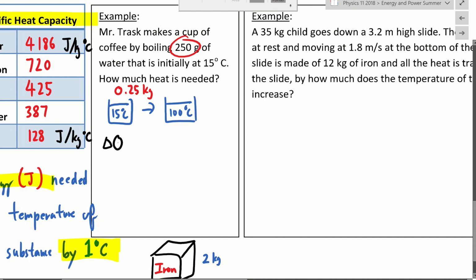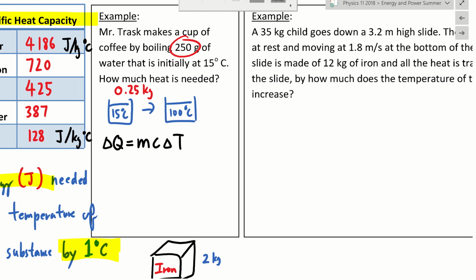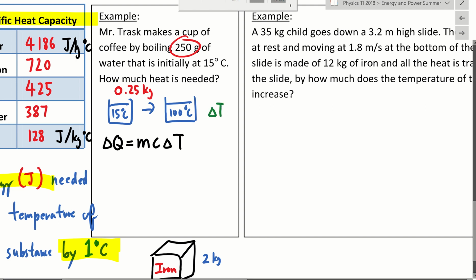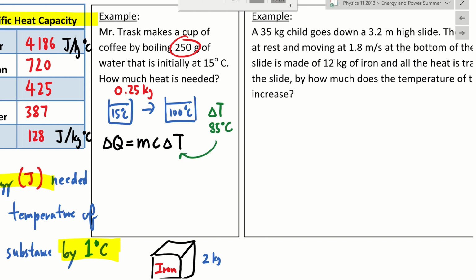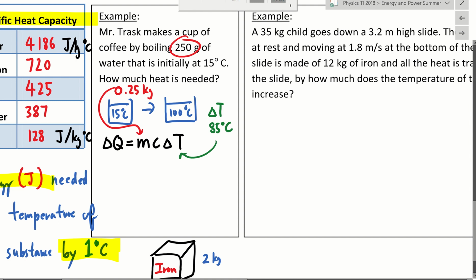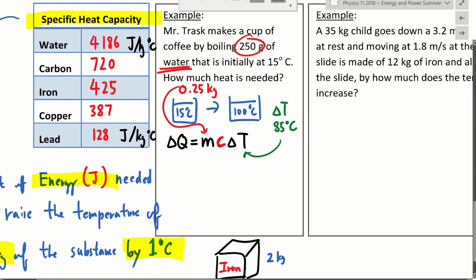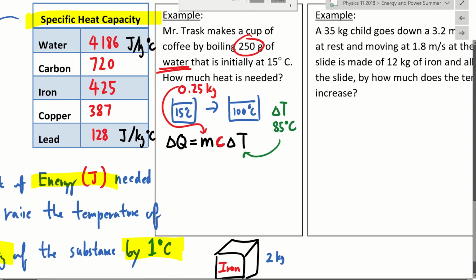So how much heat energy do I need to transfer from my heating element to my water? Well, the change is going to be mcΔT. Now, how much is my change in temperature? My change in temperature is 100 minus 15, which is 85 degrees Celsius, right? So that goes into here. And the mass of the water goes into here. And where is the c value? Well, that is for water. So I'm making water. I'm cooking water, boiling water. So I need the specific heat capacity for water.